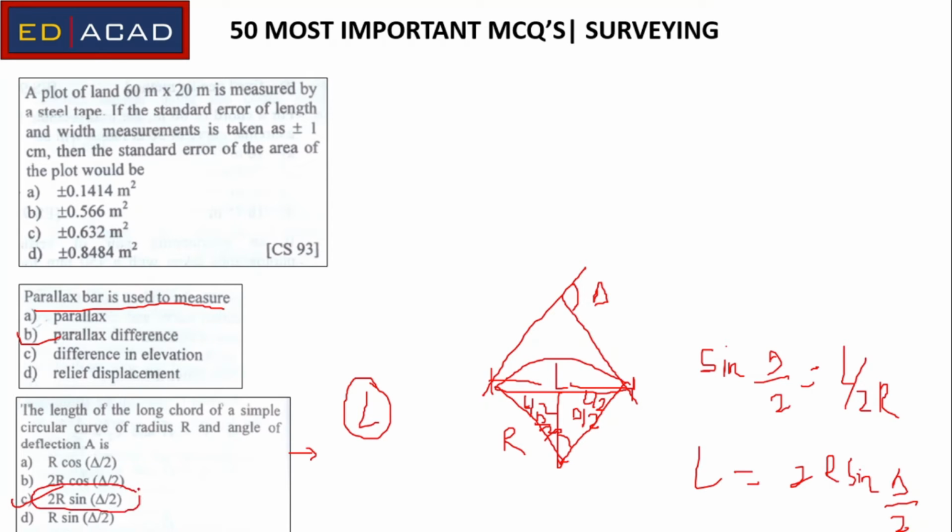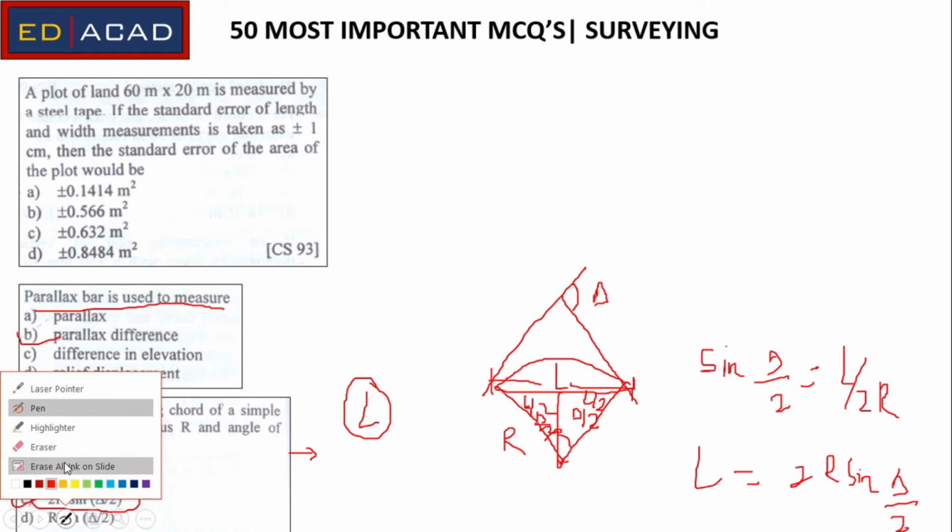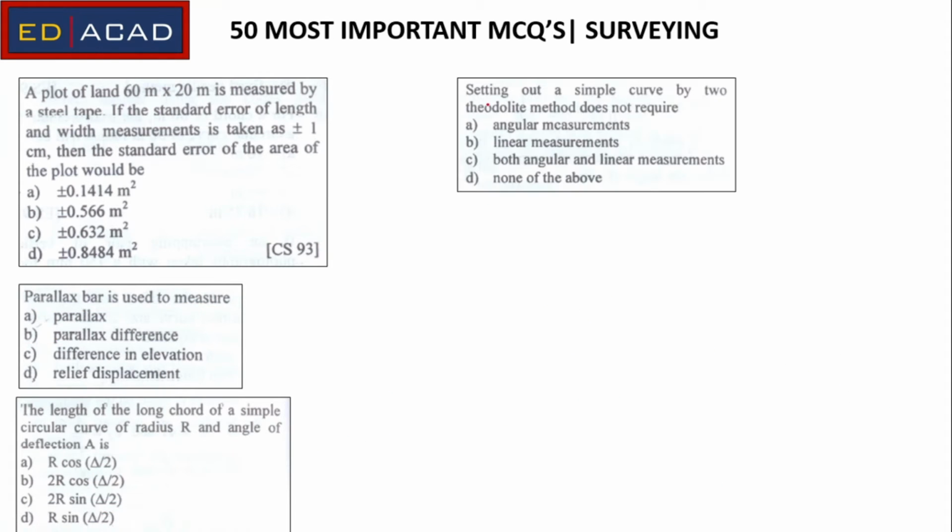I have also covered this in detail in one of my videos, you can check that out. Let's look at our next question. Setting out a simple circular curve by two theodolite method does not require angular measurement, linear measurement, both the angular and the linear measurement, none of the above. When you are using two theodolites while setting out a simple circular curve, you don't need the linear measurements. So B would be the right option. From both the instruments you will be taking angular measurements and setting out the curve, so you don't need the linear measurements.